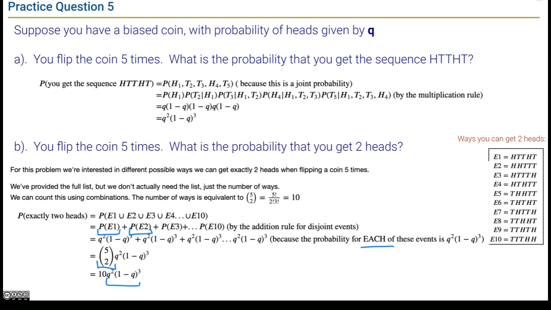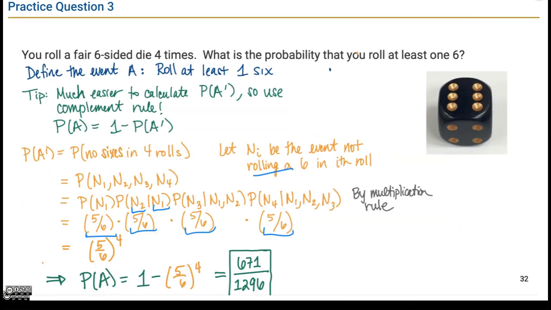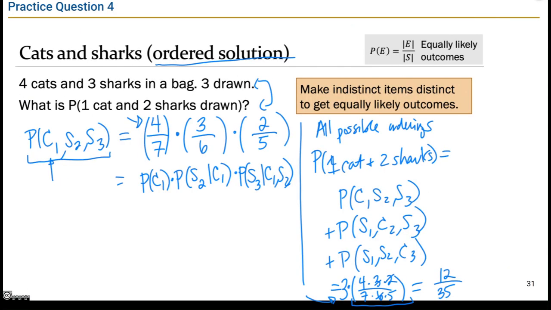This is really analogous to our previous example, where I'm going to pop back to where you can see this. Here's a good example where there were 3 different ways we could arrange the cats and the sharks, but they all had the same probability. So I have 3 times the probability of one of them. It was the same idea.